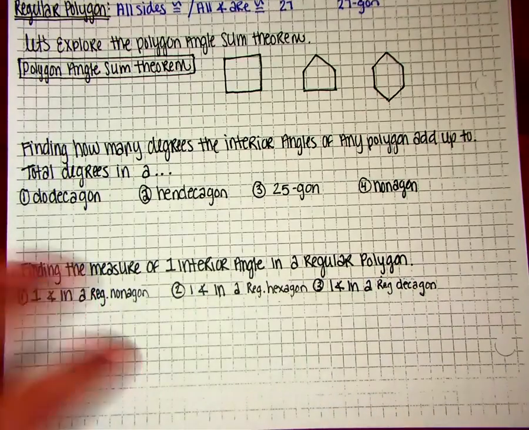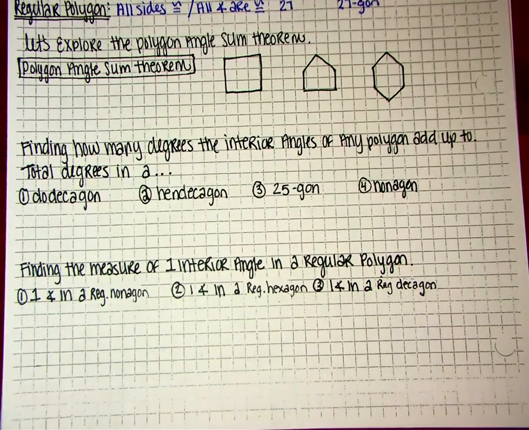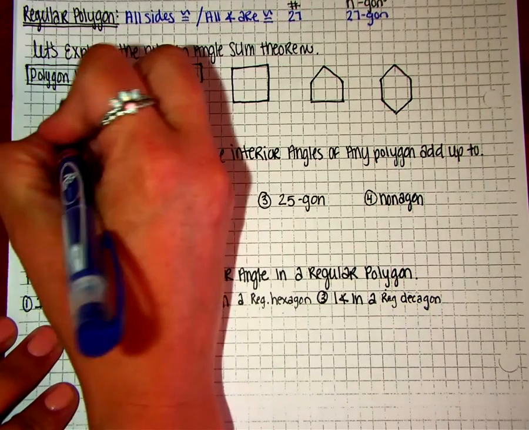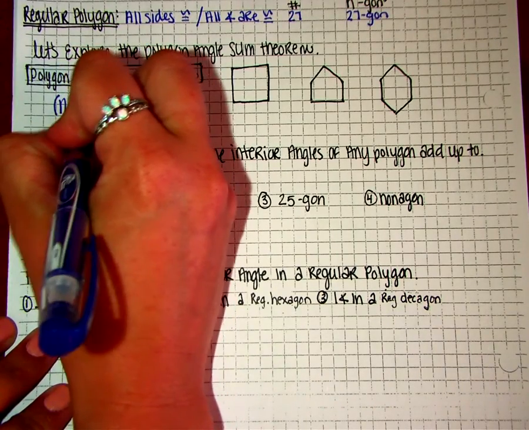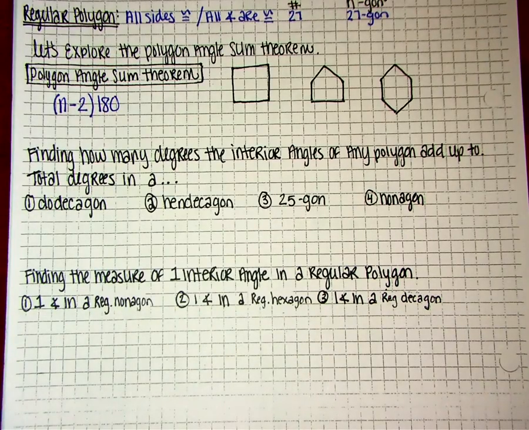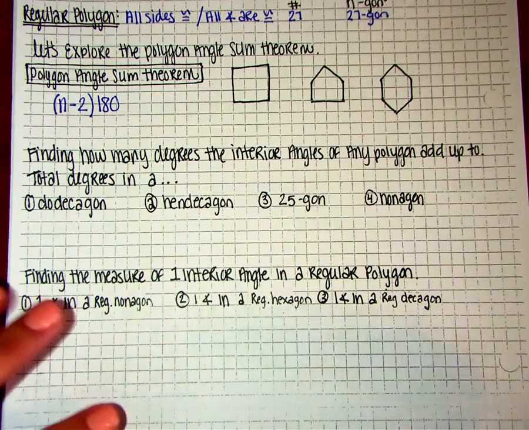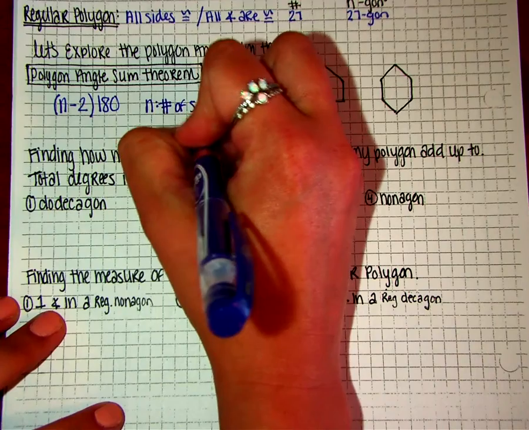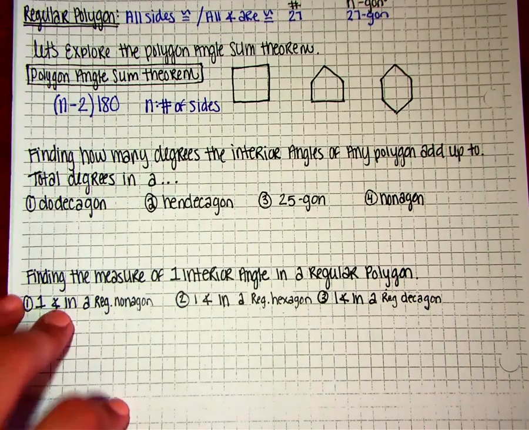So let's learn the polygon angle sum theorem. We've already learned the triangle angle sum theorem, which is how many degrees a triangle adds up to, which we all know is 180. However, you need to know how many degrees are in all kinds of polygons. So let's write the formula and discuss how to create it. The formula is (n minus 2) times 180, and that gives you how many degrees a shape has in total. Now, the letter n is going to stand for the number of sides. So let's practice.